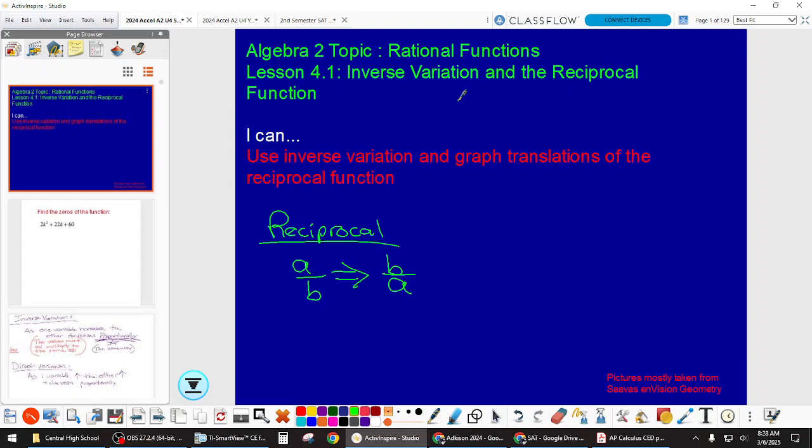And then this word, inverse variation, you might have talked about in Algebra 1 maybe. It stands in contrast to direct variation. So what do you think direct variation means?